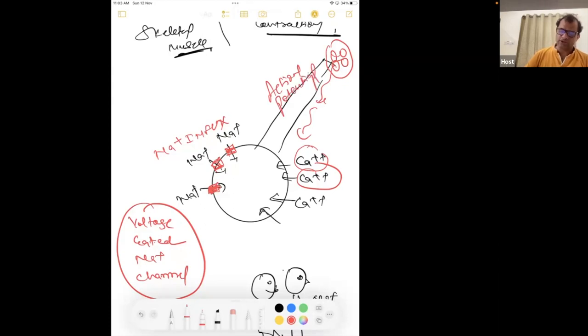Then it is reaching the nerve ending. And as soon as it reaches the nerve ending, immediately there is sodium influx starting through the voltage gated sodium channel. And because of that, calcium also starts going in, right?